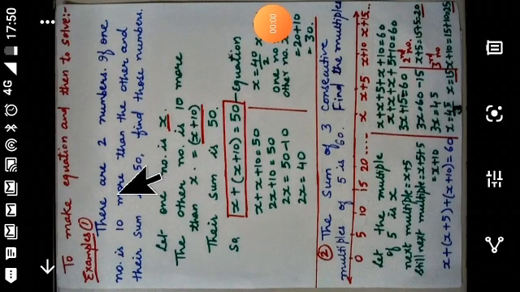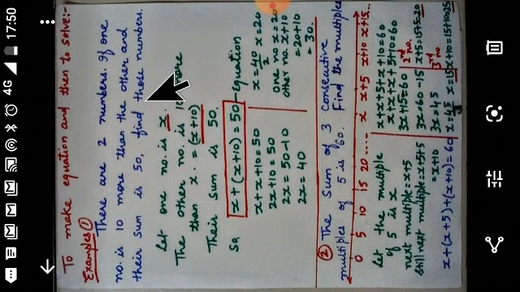Now let us learn how to make an equation and then solve it. Here one example is given. There are two numbers. If one number is 10 more than the other and their sum is 50, find those numbers. Now two numbers are given. Let one number be x. We will suppose one number as x.